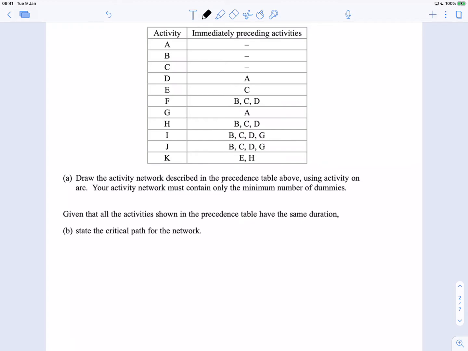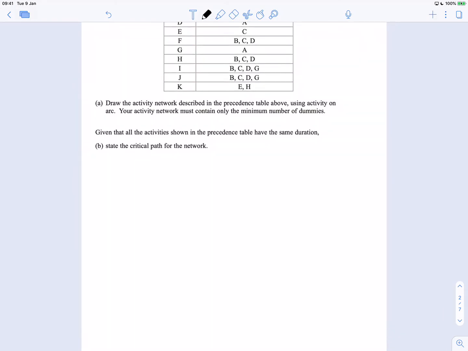So I notice that A, B, and C have no precedence. So that means when we've got an initial stage, okay, let's say that's an initial stage, then I'm going to potentially have 3 activities popping out of it. Let's say A, B, and C.